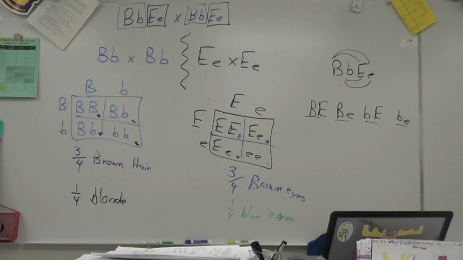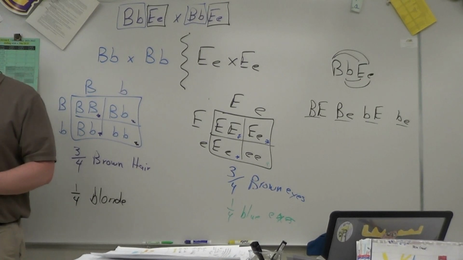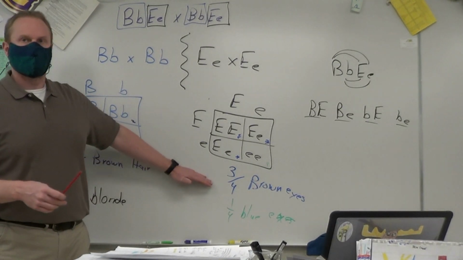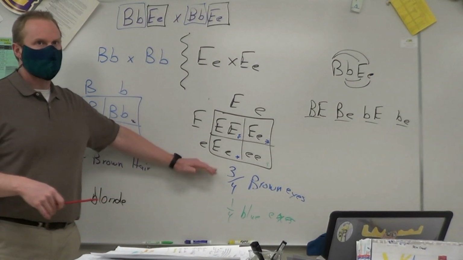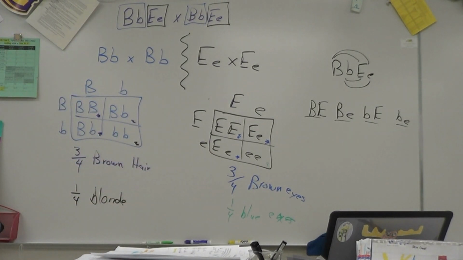The way I suggest doing it is with the 2 pedigrees, or the 2 Punnett squares, is I look at mine because this is a whole lot easier to look at and less likely to make a silly mistake. And I say, well, what's the probability that I'm going to get brown hair? Out of my hair color one, I get 3/4, right? So 3/4 of the offspring are going to have brown hair. Of my eye color one, what's the probability that I'm going to get brown eyes? 3/4. Okay?